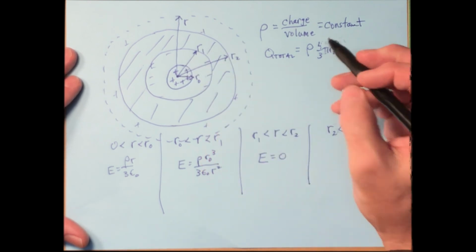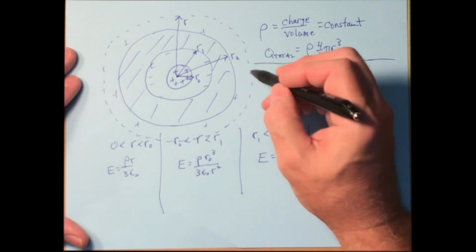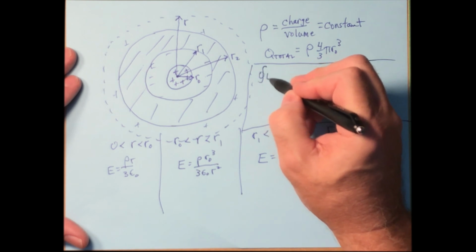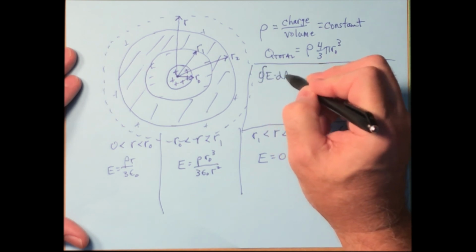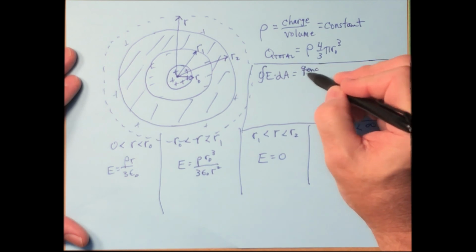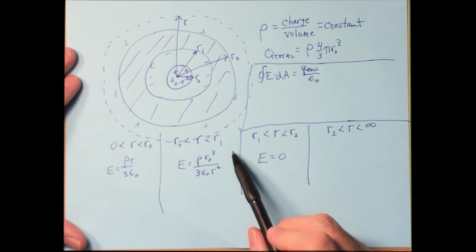All right, let's write down Gauss's law. And I'll pick this area right here to work it. Closed integral E dot dA is equal to the total amount of enclosed charge divided by epsilon naught. All right, let's talk about the total amount of enclosed charge now.